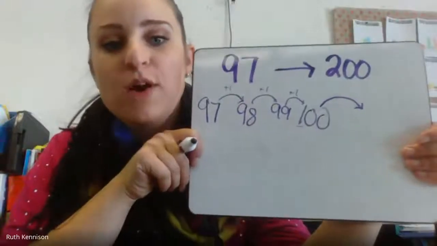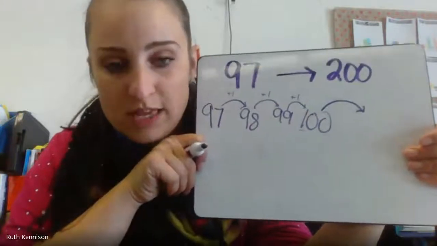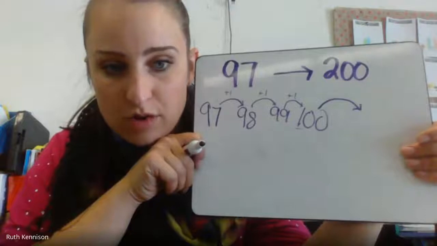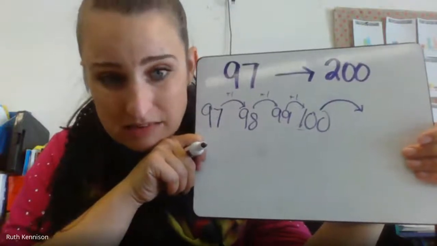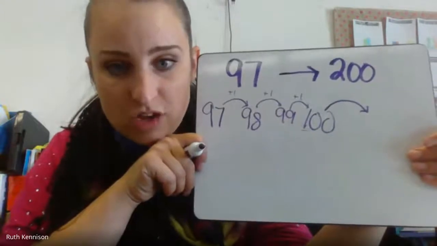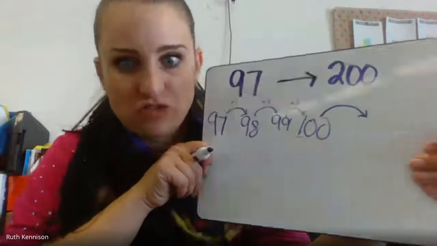Jaya? 100s. 100s, right? We're going to count by 100s. That's going to be the fastest. We could count by ones, but we're going to have to count 100 ones to get to 200. We could count by tens, but we'd have to count 10 tens to get to 200. So the fastest way to get there is to count by hundreds. Thank you, Jaya.